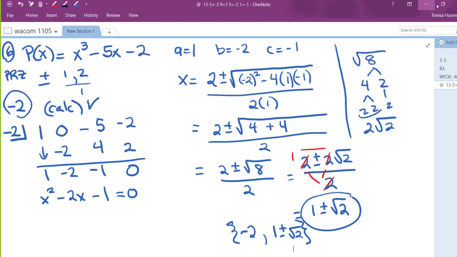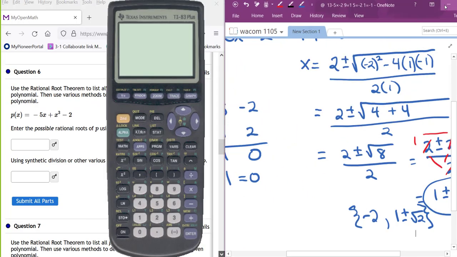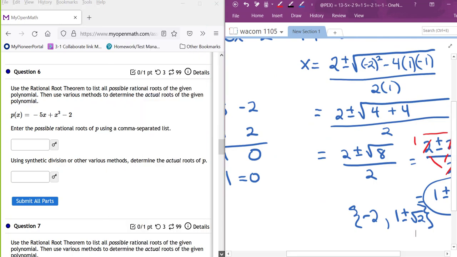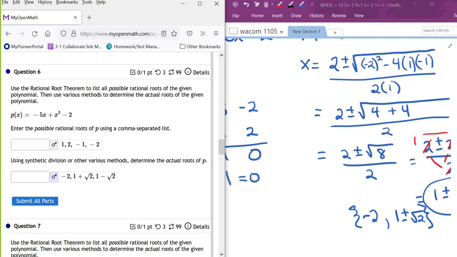All right, I think it lets me keep that half of the screen when we go back. Good. So possible rational zeros, it was plus or minus 1 and plus or minus 2, which is on the screen earlier. And here are our zeros. So we're good there. Any question there?